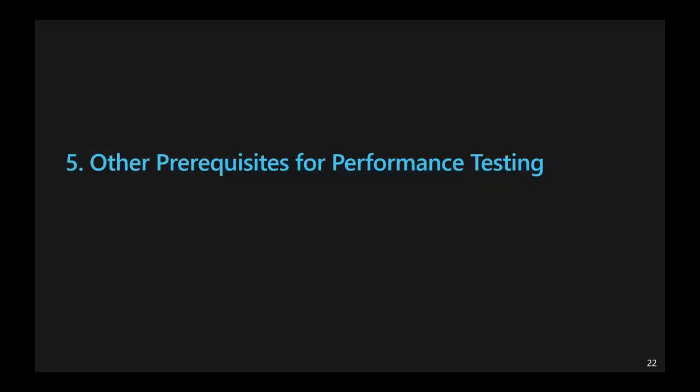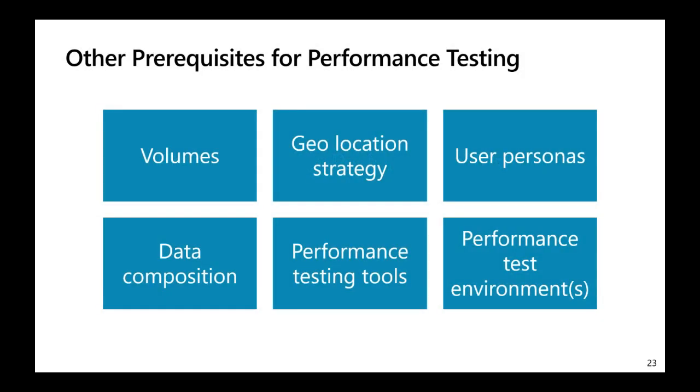So we talked so far about the importance of planning for performance testing, as well as selecting the key business scenarios and defining the performance goals. But there are some other important prerequisites. These prerequisites are volumes, geolocation strategy, user personas, data composition, performance testing tools, and finally, performance test environments.